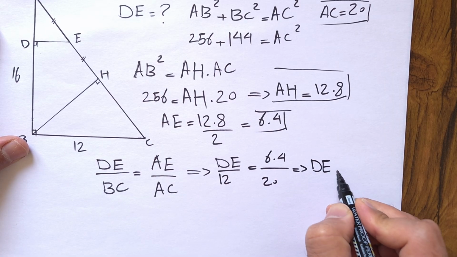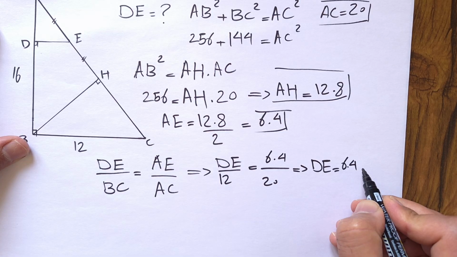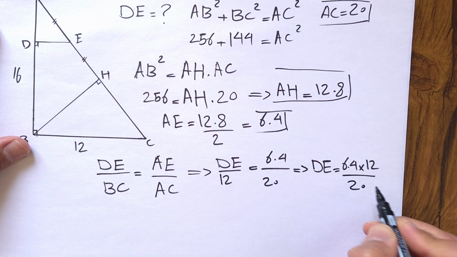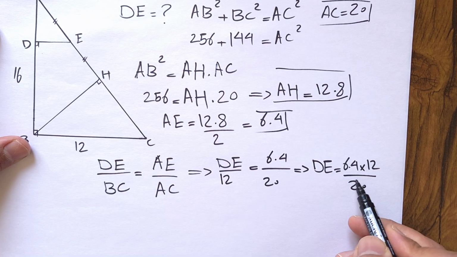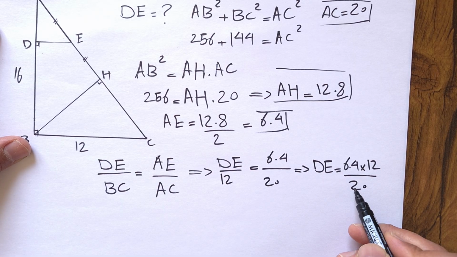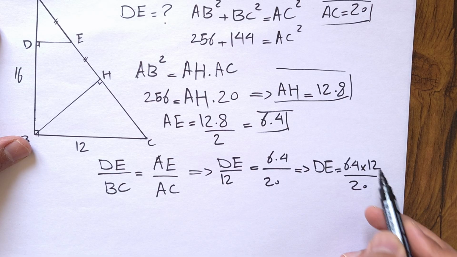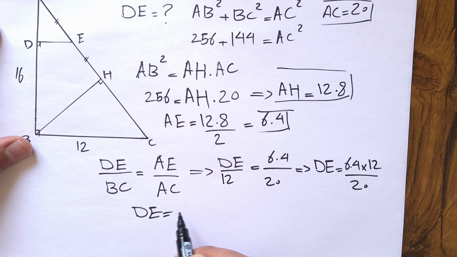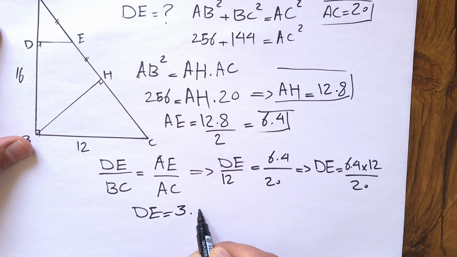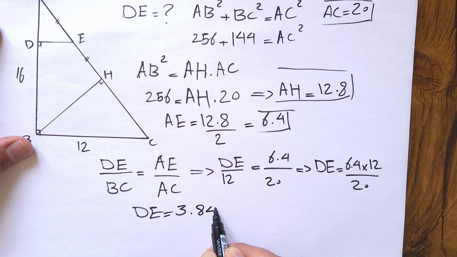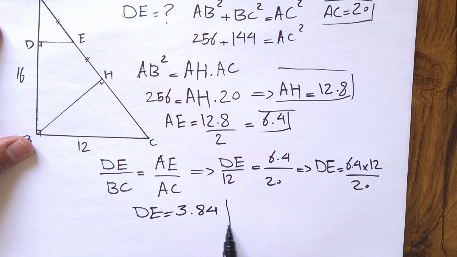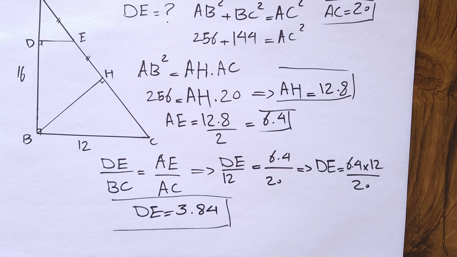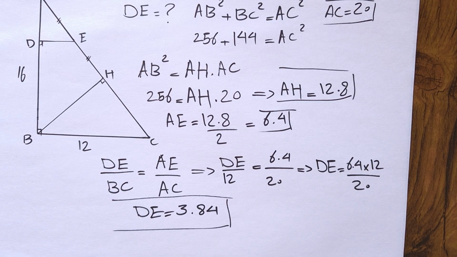In other words, DE equals 6.4 times 12 over 20. We can just simplify that. So DE equals 3.84, according to Thales' theorem. And that's the final answer. That was kind of an interesting question, not very difficult, kind of intermediate level.